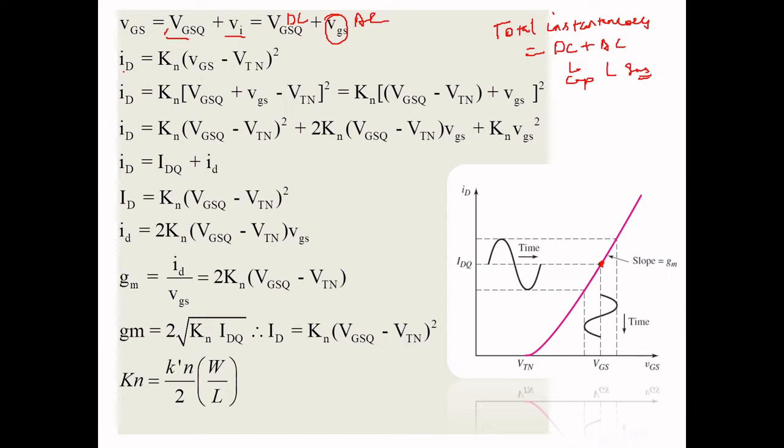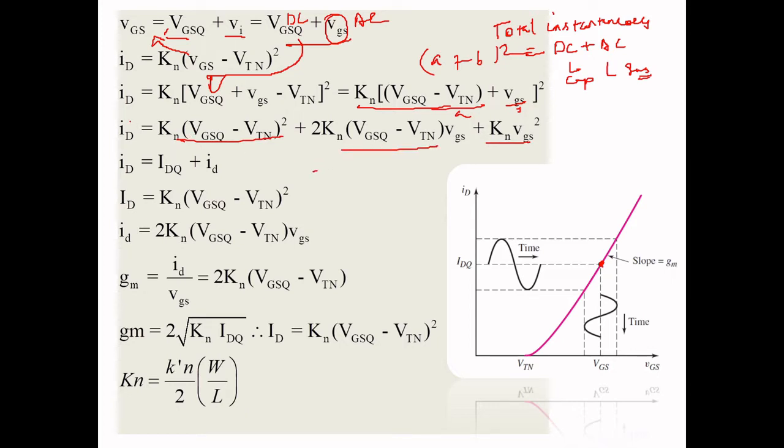Now coming to the main equation, ID equals Kn (VGS minus VTN) whole square. This is the equation you have calculated, right? So I can substitute VGS here. When you substitute, it comes like (VGS plus vgs minus VTN) whole square. I am just rewriting the terms for simplification. I am writing the (A plus B) whole square formula. This is your A and this is your B. So A square plus B square plus 2AB, right? This is your A square, this is your B square and this is your 2AB.